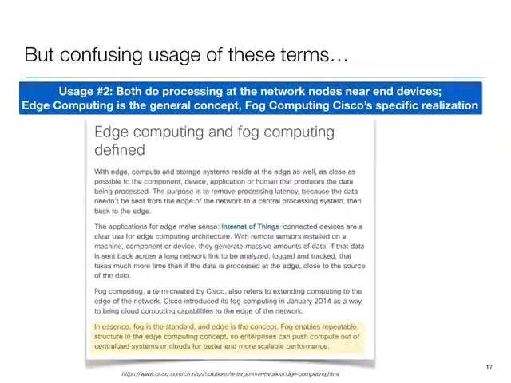The term fog computing comes from Cisco, the big networking company, and they basically say, you don't have to read all of this, that both are the same, both do processing at the network nodes near the end devices, except they say edge computing is a general concept and fog computing is Cisco's specific standard. Okay. So that's another one. And of course, the confusion doesn't end there.